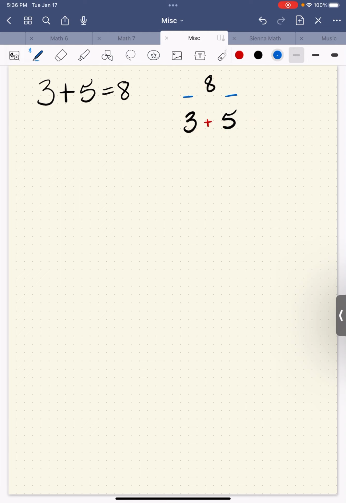And so the fact families that we can write, in addition to 3 plus 5, would be 5 plus 3, which equals 8, 8 minus 5, which equals 3, and then 8 minus 3, which equals 5.